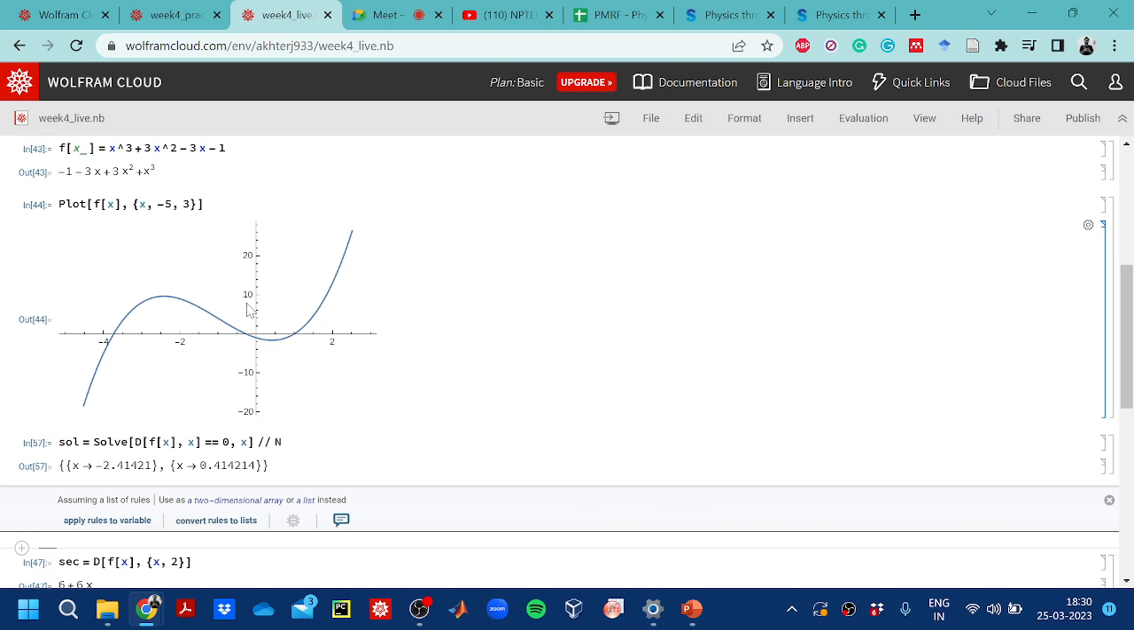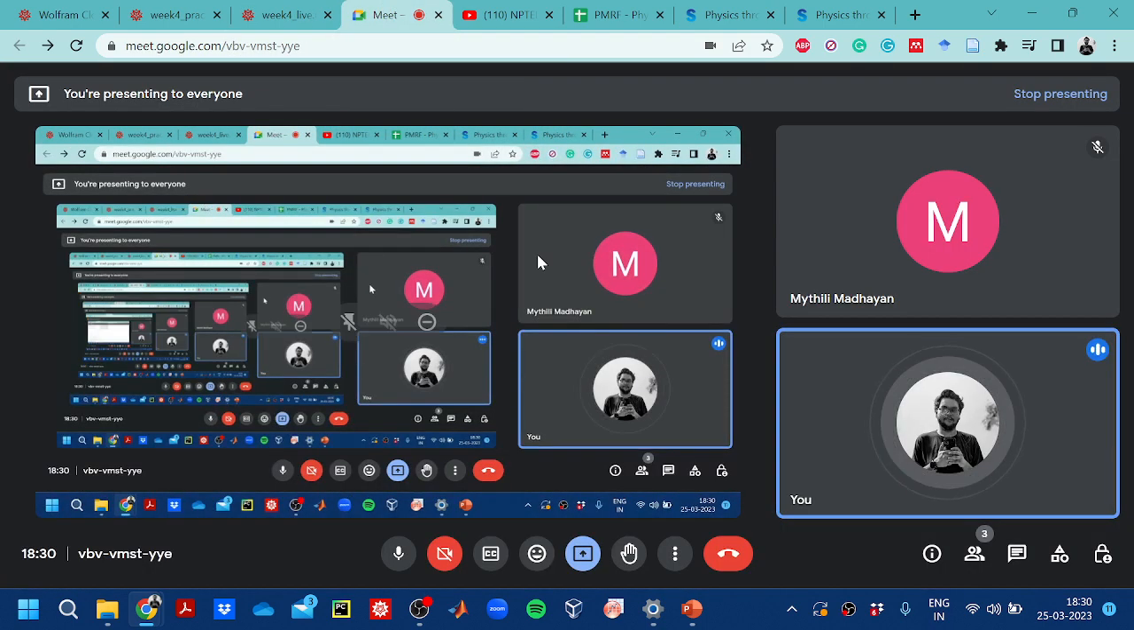So this is the use of this derivative function. We can check where the minima point or maxima point of any given function is with the help of this inbuilt derivative function. So is there any question?